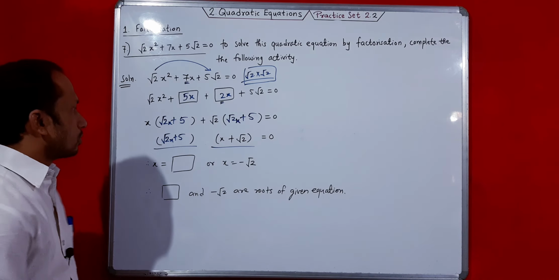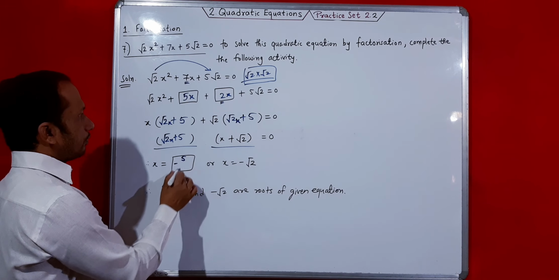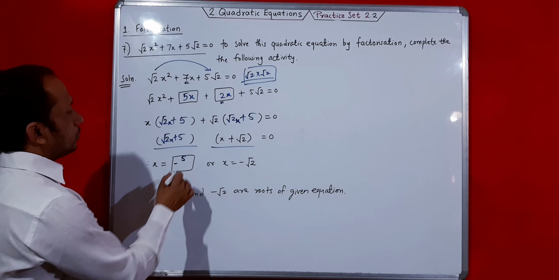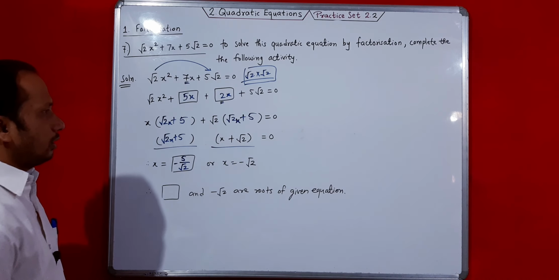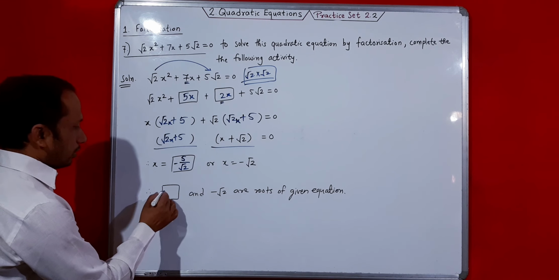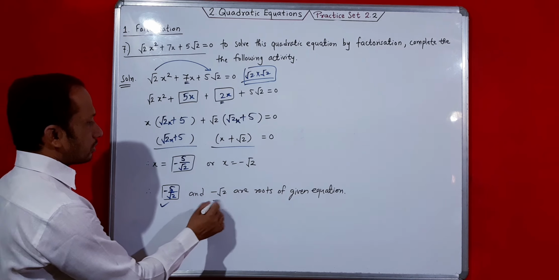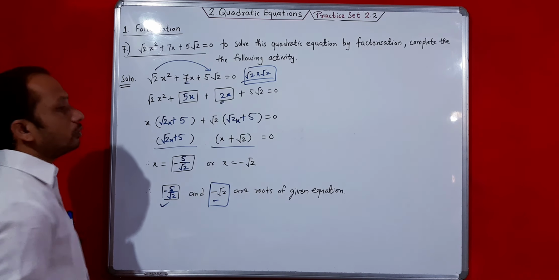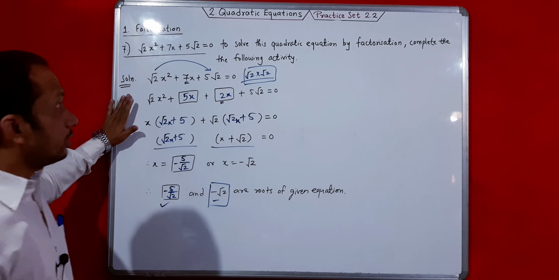Okay, so if I take this, minus 5 divided by root 2, this first, x minus root 2, so minus 5 divided by root 2. This is one of the factors and this is the second factor, the roots of the given quadratic equation. Don't forget this. This is one of the activities, very easy.